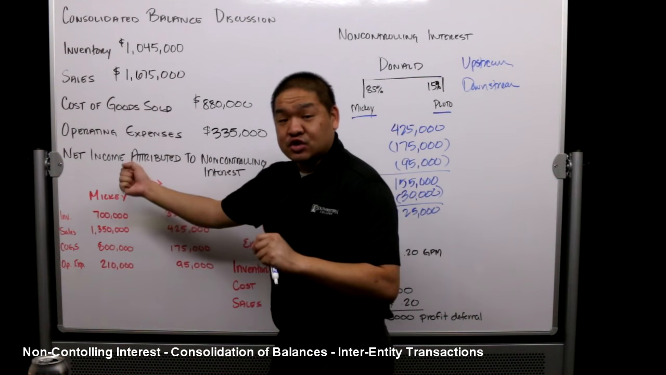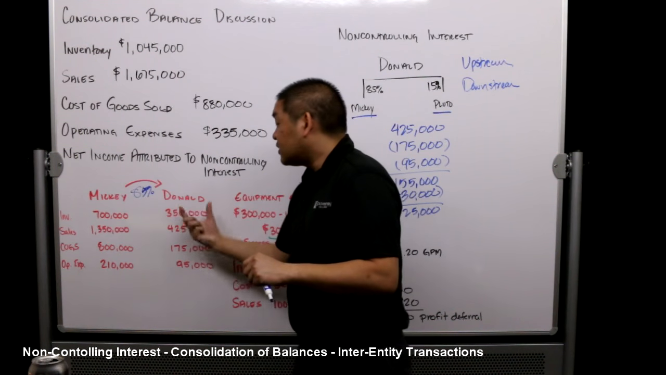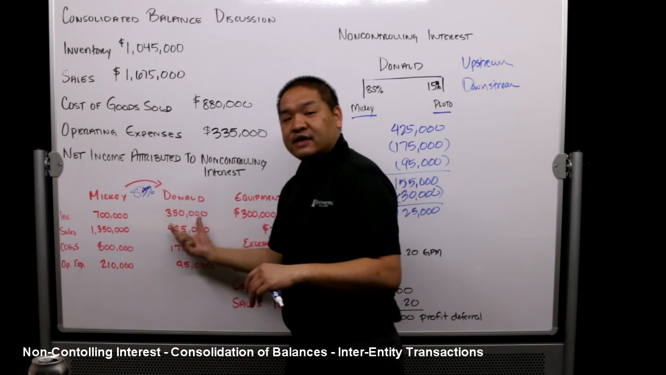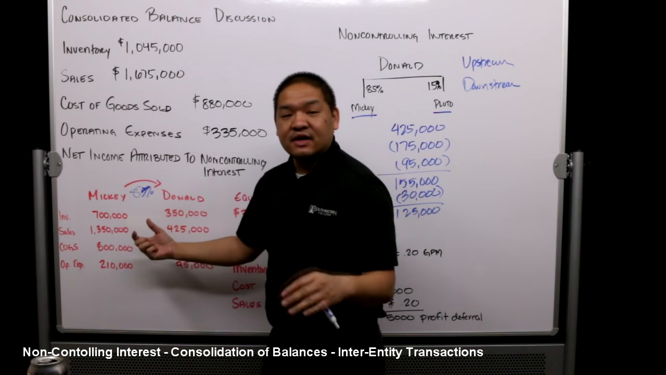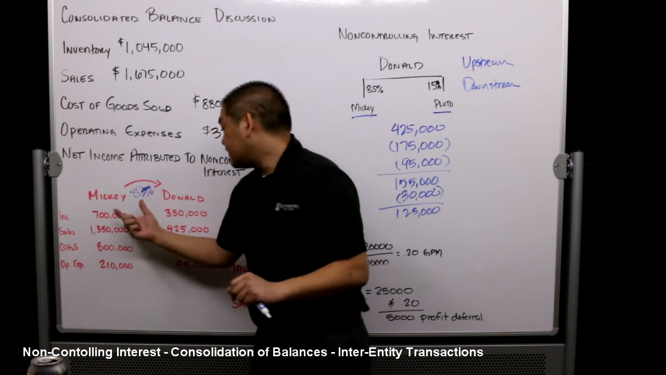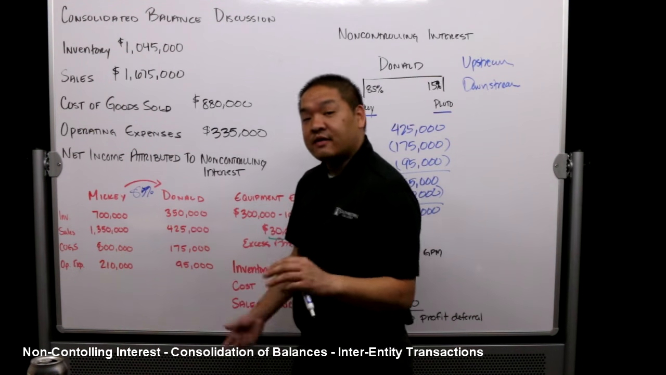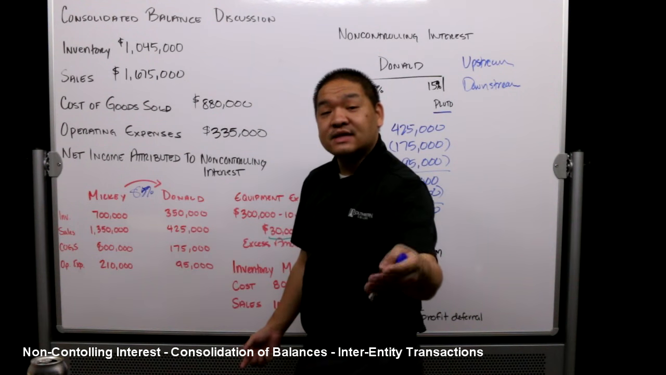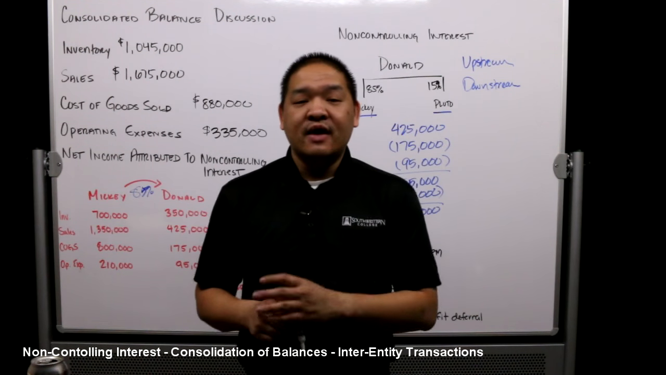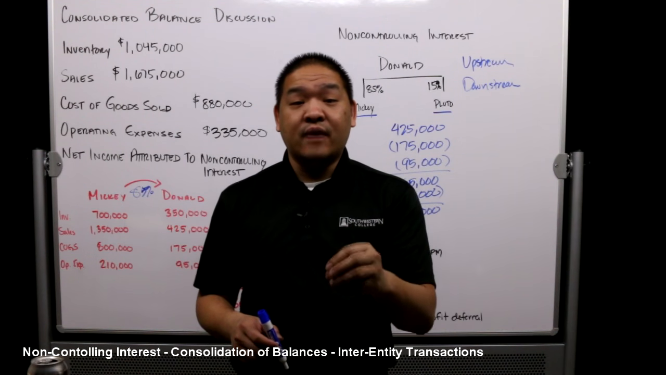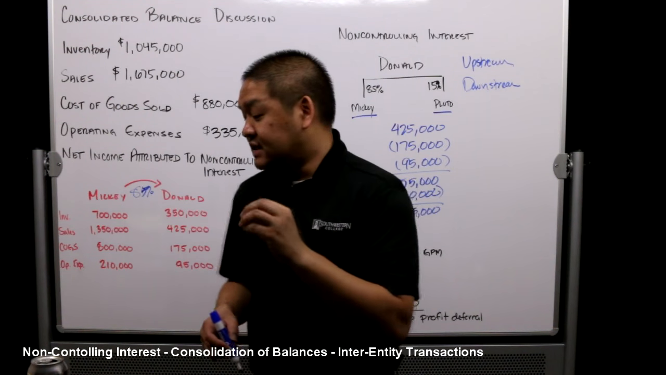Now, in an upstream, Donald is the bearer of the transactions, and when they sell it to Mickey at the end of the year, if Mickey doesn't sell it, it's as if this profit over here for Donald never happened. Okay? And because of that, we have different situations to do with upstream and downstream. Now, the easiest one that we can start with right now is downstream.